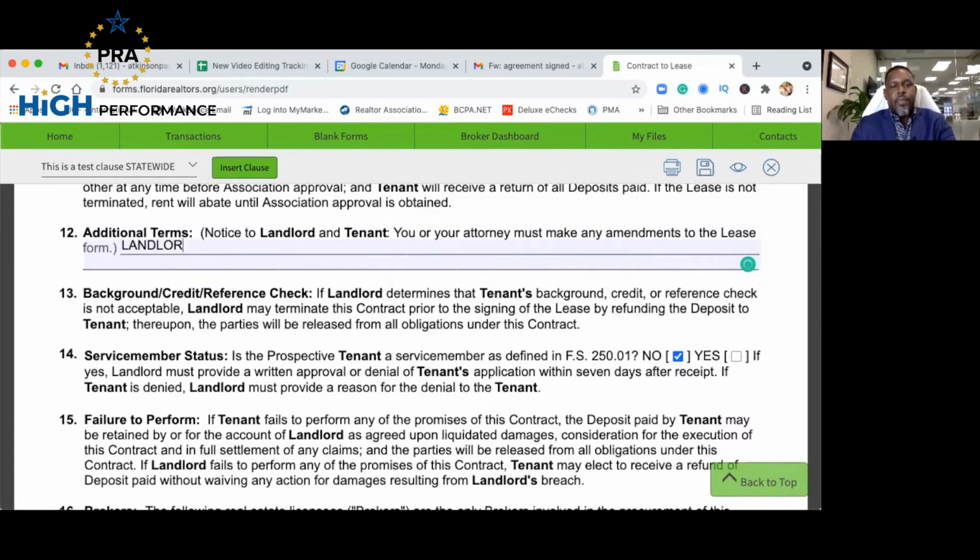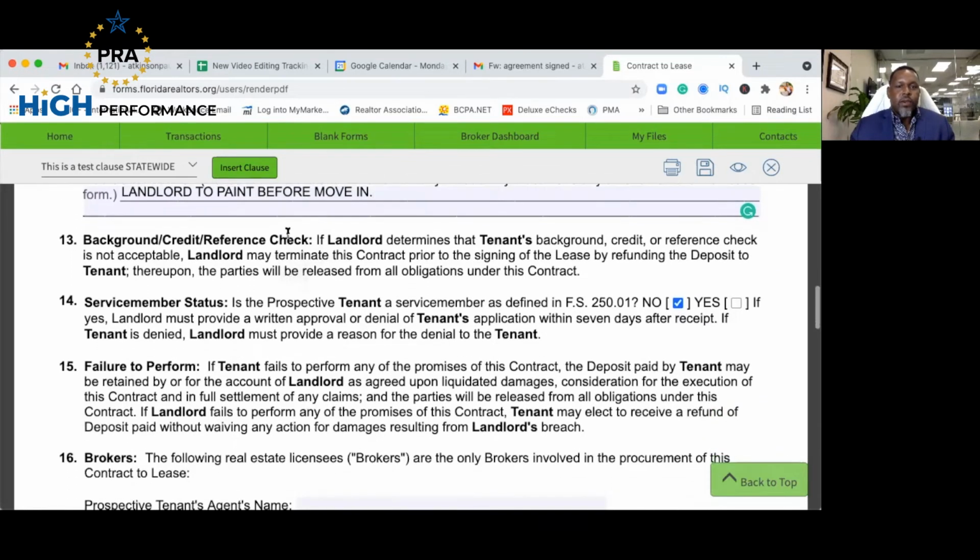Additional terms, if there is anything additional, sometimes you could write in here that the landlord is to paint prior to move-in. Something like that, something that could apply. The landlord will remove blah, blah, blah, something that's in the way, like an old car in the driveway, before moving in, whatever you may see. Those are the things that you have to pay attention to.